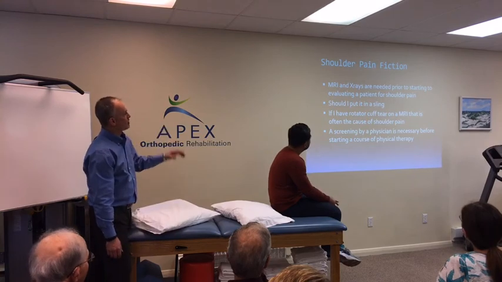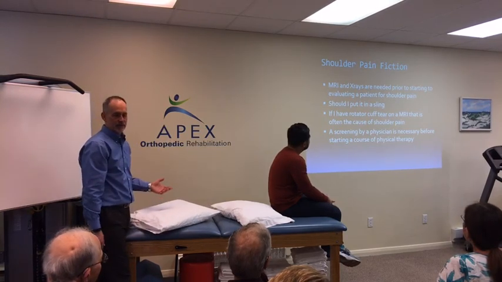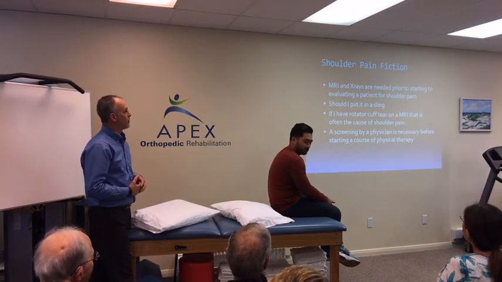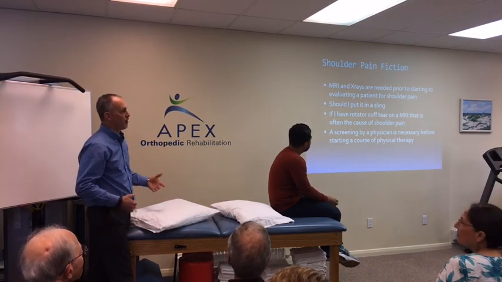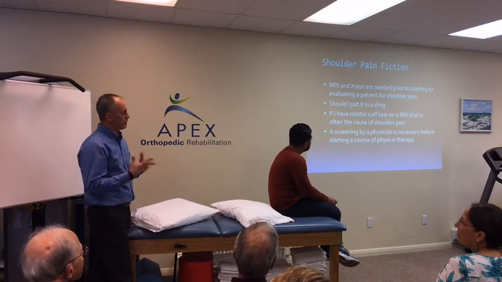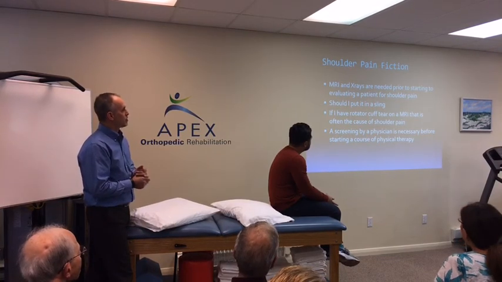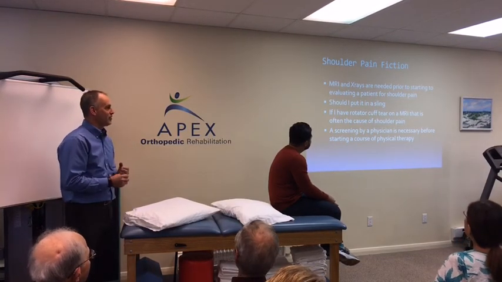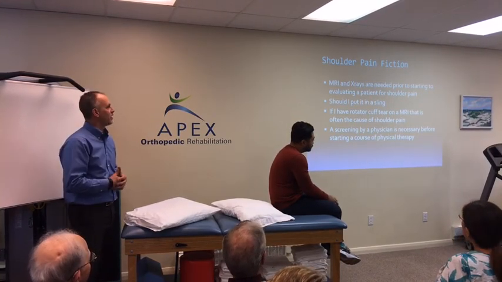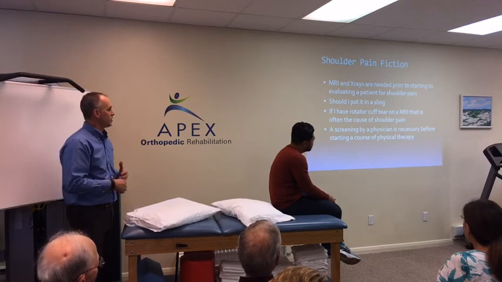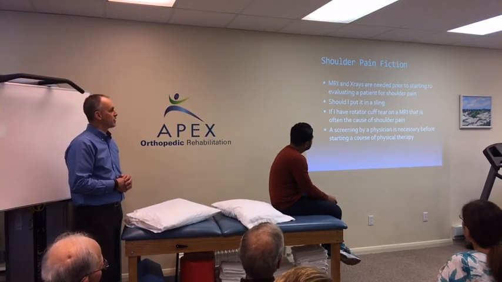So MRIs and X-rays, you don't necessarily need those before starting conservative treatment. In certain situations, obviously you do. You can't just go right to it if you've had a fall or sudden loss of motion. Should I put in a sling? You've got to be careful about slings because of frozen shoulder and tightening. You don't want to go to the pharmacy or medical supplier and grab those.